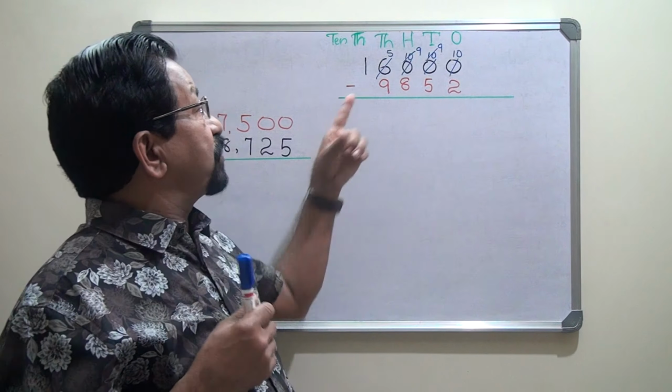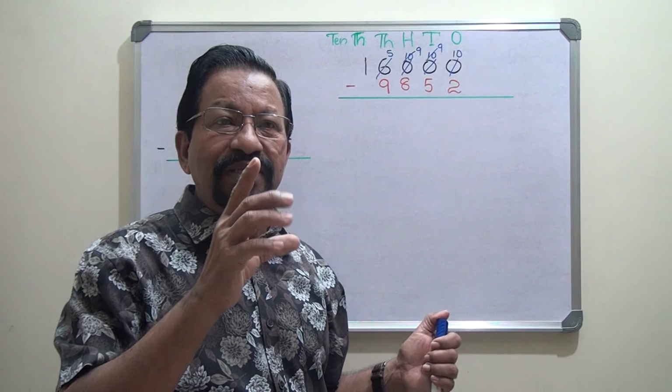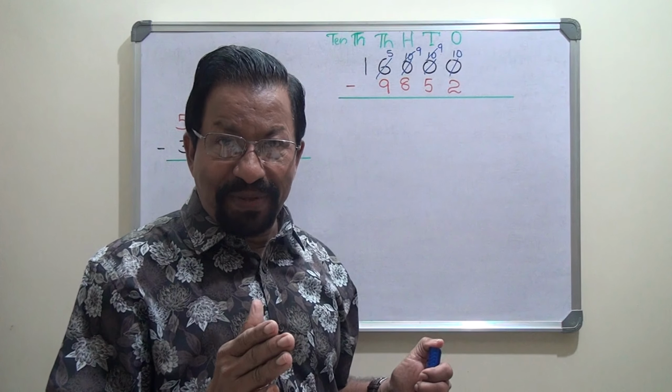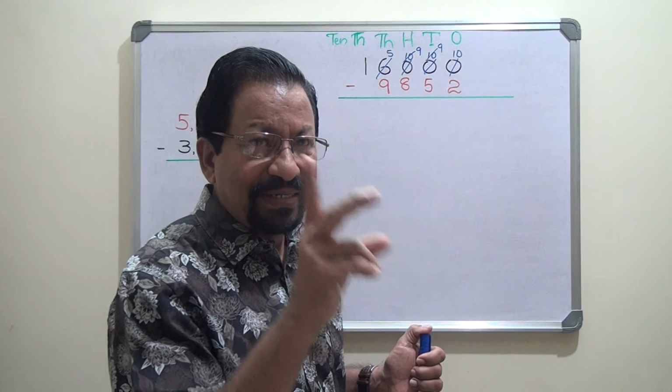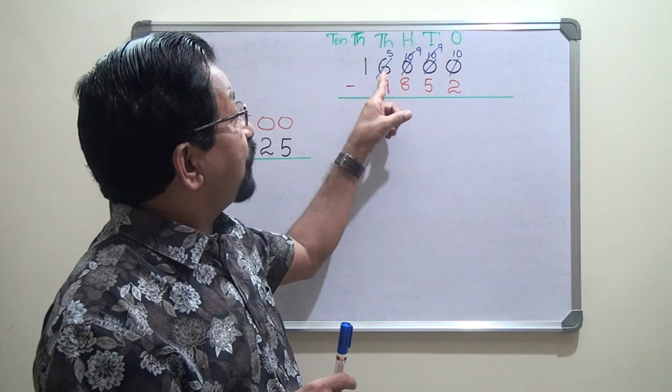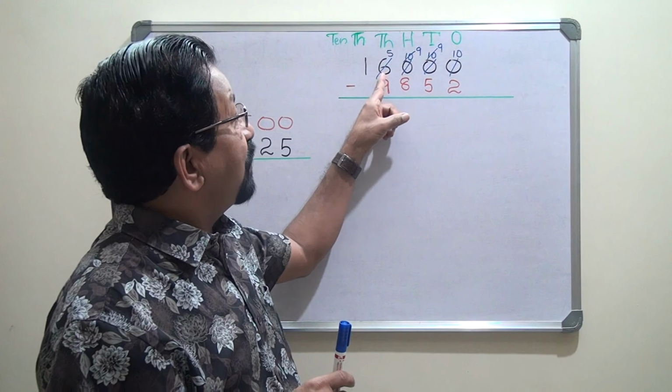On the way, he went to a shop and changed the 1000 rupees into 100 rupee notes. How many hundreds make 1000? 10 hundreds make 1000. So he changed 1000 rupees into ten 100 rupee notes. That is why the 6 thousand rupee notes became 5 thousand now. He got only five 1000 rupee notes.